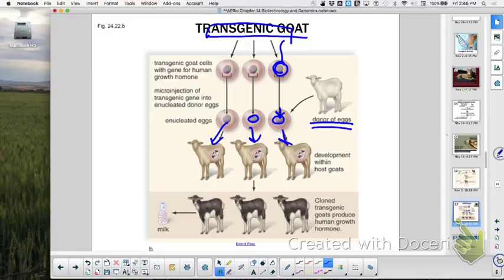Yes? When you replace the nuclei, the clone still has a different mitochondrial DNA, right? Yes. It will have the mitochondrial DNA of that donor goat, right? Yeah, that part will, yeah. So it's kind of a little Frankensteinish, but cool.